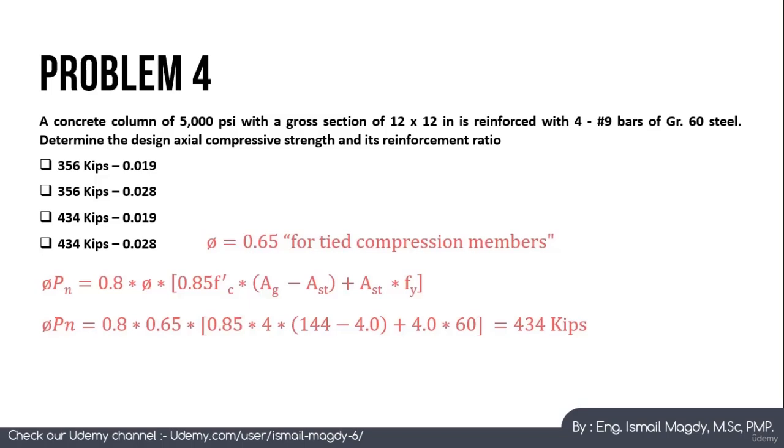Regarding the reinforcement ratio, we will just simply determine it by rho, which equals area steel divided by the area gross, which equals 4 divided by 144, and it equals 0.028. So the answer is the fourth answer, which is 434 kips and 0.028.